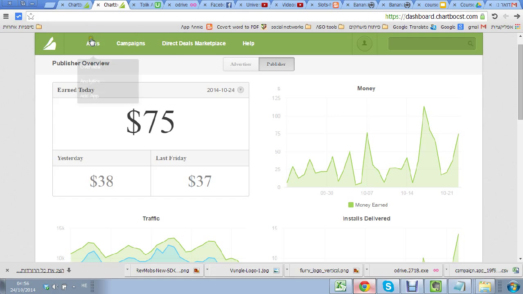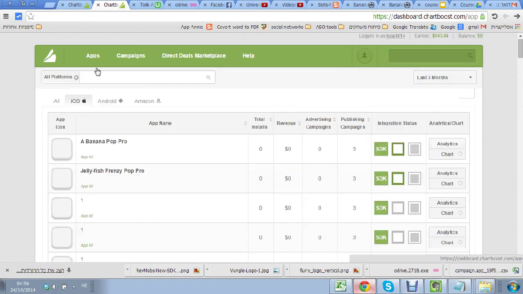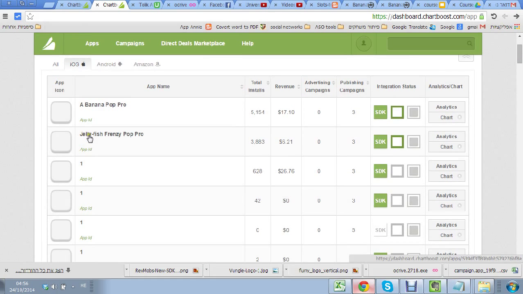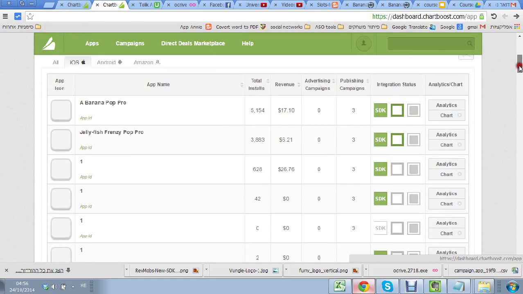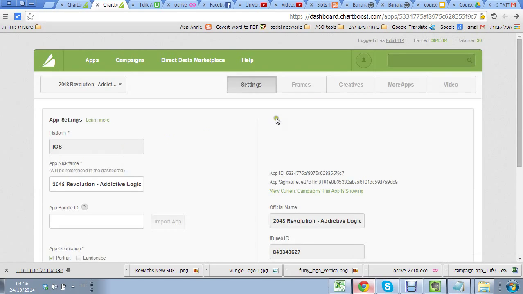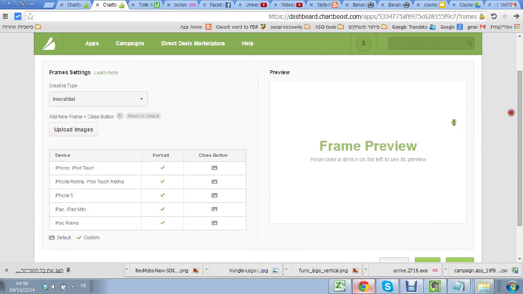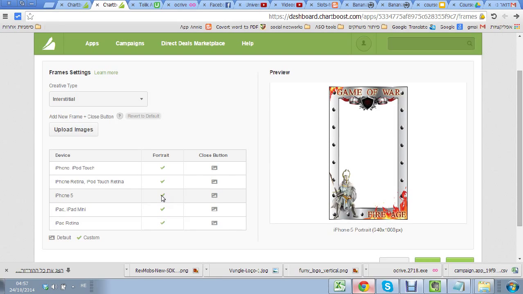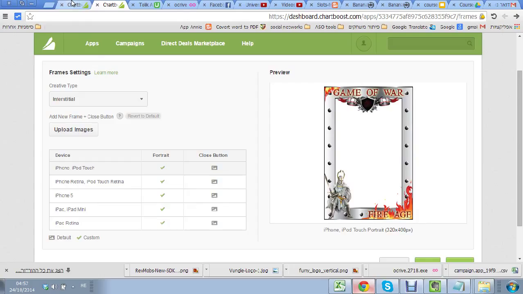Okay, what do we do more to get such a high CPM? We use Game of War frames. Like you see here, we put Game of War frames. It looks like we are the best advertiser of the game. So it's really, really crazy.